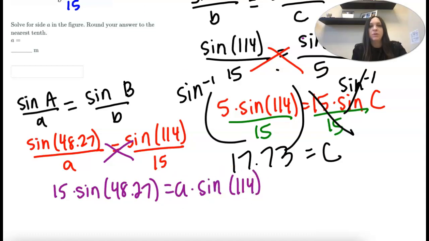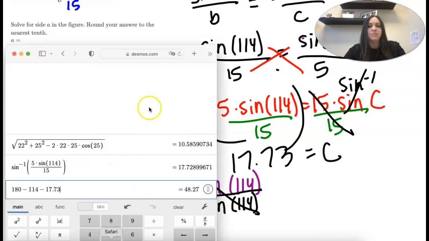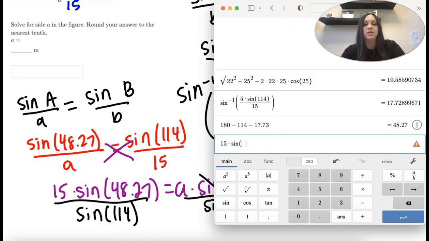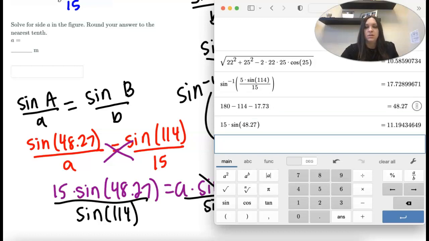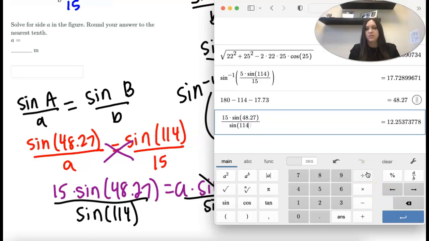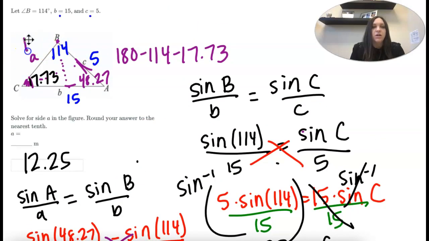And this time we don't have to do inverse because we're solving for a side. So we're just going to divide by sine of 114. And that's going to give us A, which is what we're looking for. So this goes in the calculator. 15 times sine of 48.27, all divided by sine of 114. So 12.25 would be side A. And we found the whole triangle on that one.